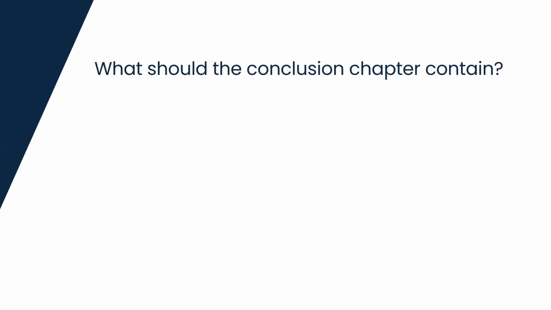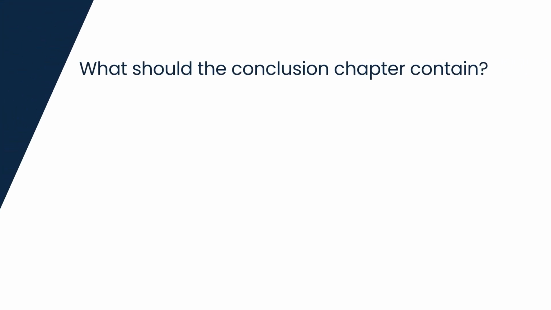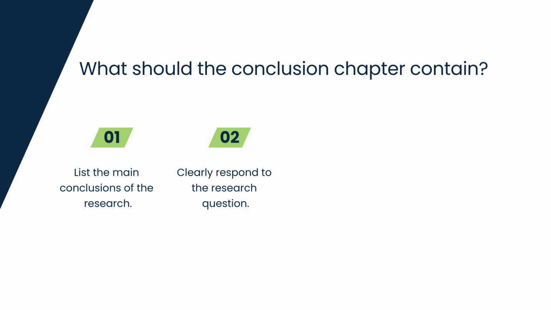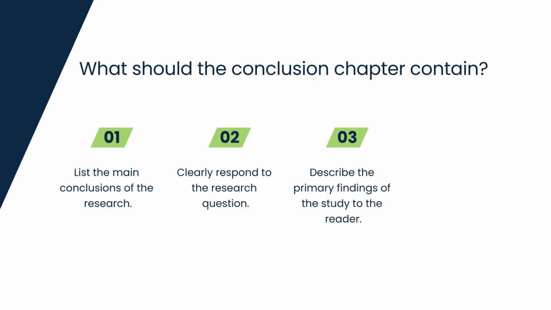What should the concluding chapter contain? Knowing what the chapter must accomplish will help you decide what should be included in your concluding chapter. A strong chapter at the end of an applied research project should accomplish the following. List the main conclusions of the research. Clearly respond to the research question or questions and discuss the objectives of the study. Describe the primary findings of the study to the reader. Talk about any restrictions or shortcomings in the research and provide suggestions for upcoming studies.